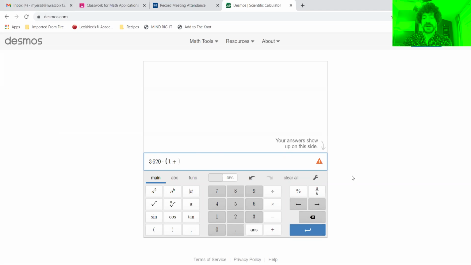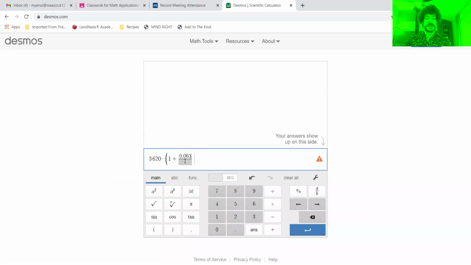And in Desmos, the fraction button is just this a over b button. So once you have the 1 plus, type in or click the a over b button. And I'm recording this as well, so if you need to go back later to watch it again, it'll be in here. 0.065, and you can just click down here over 4. So that's our value of r.